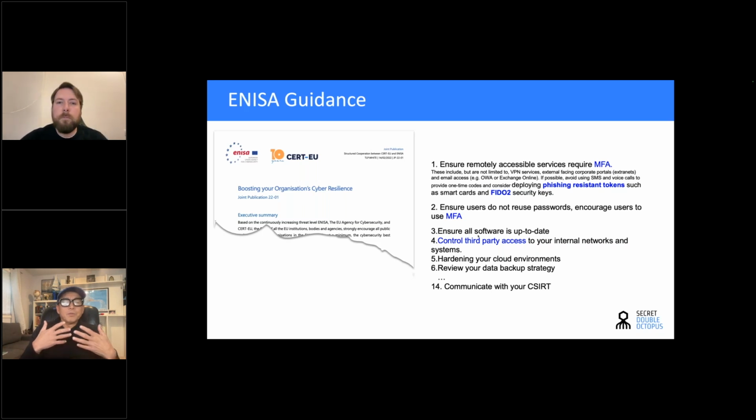Last year, ENISA published a report with recommendations for boosting cyber resilience, and I guess resilience is really the main theme of NIS2 too. In it they gave 14 security controls, and the first control they listed was MFA. I think the most interesting portion of that statement was that they're pointing in the direction of phishing resistance.